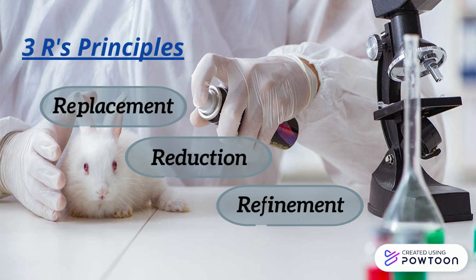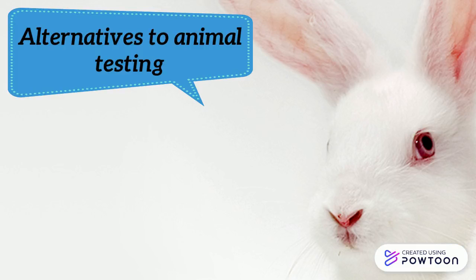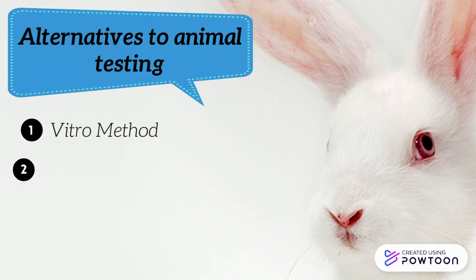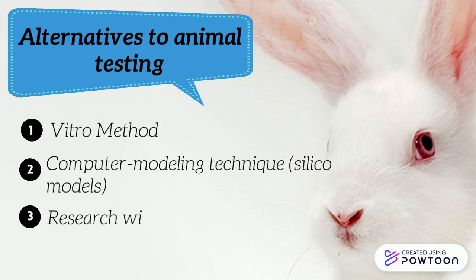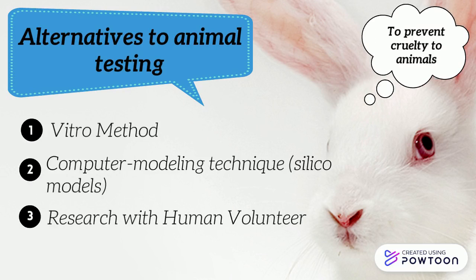Therefore, these principles not only encourage alternatives to animal testing, they also aim to provide for the welfare of the animals that are used in testing. Alternatives to animal testing. Experiments on animals are too expensive and generally inapplicable to humans. So in vitro method tests using human cells and tissues, computer modeling techniques, silicon models, and research with human volunteers are the solutions to prevent cruelty to animals.